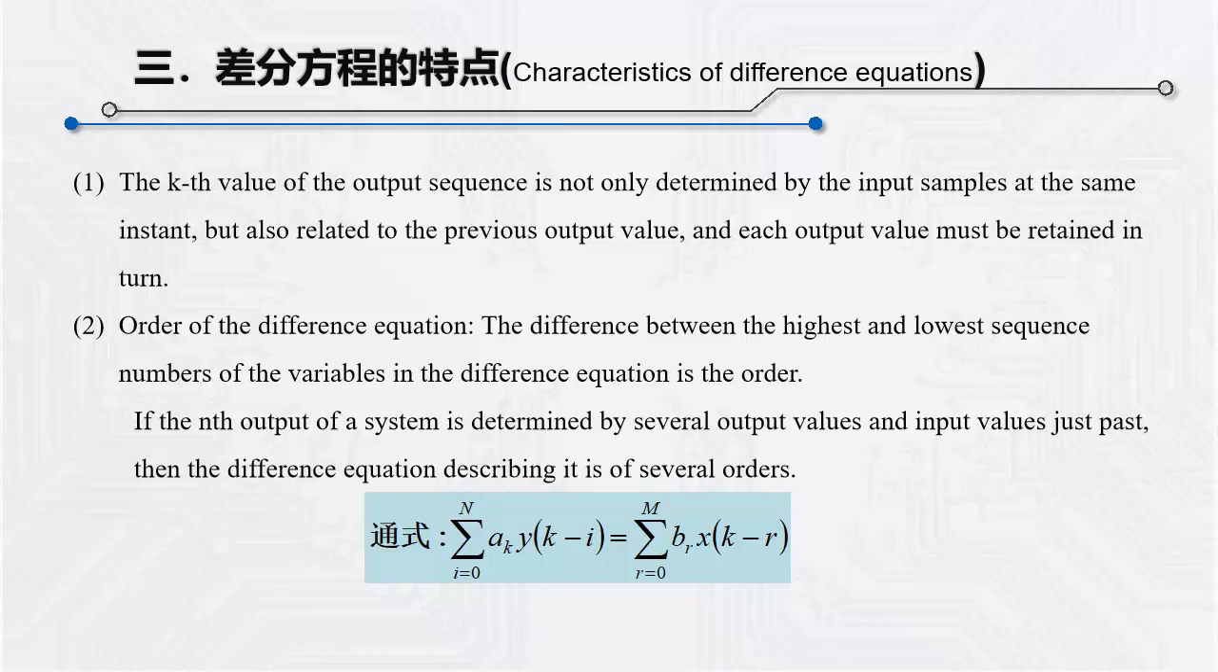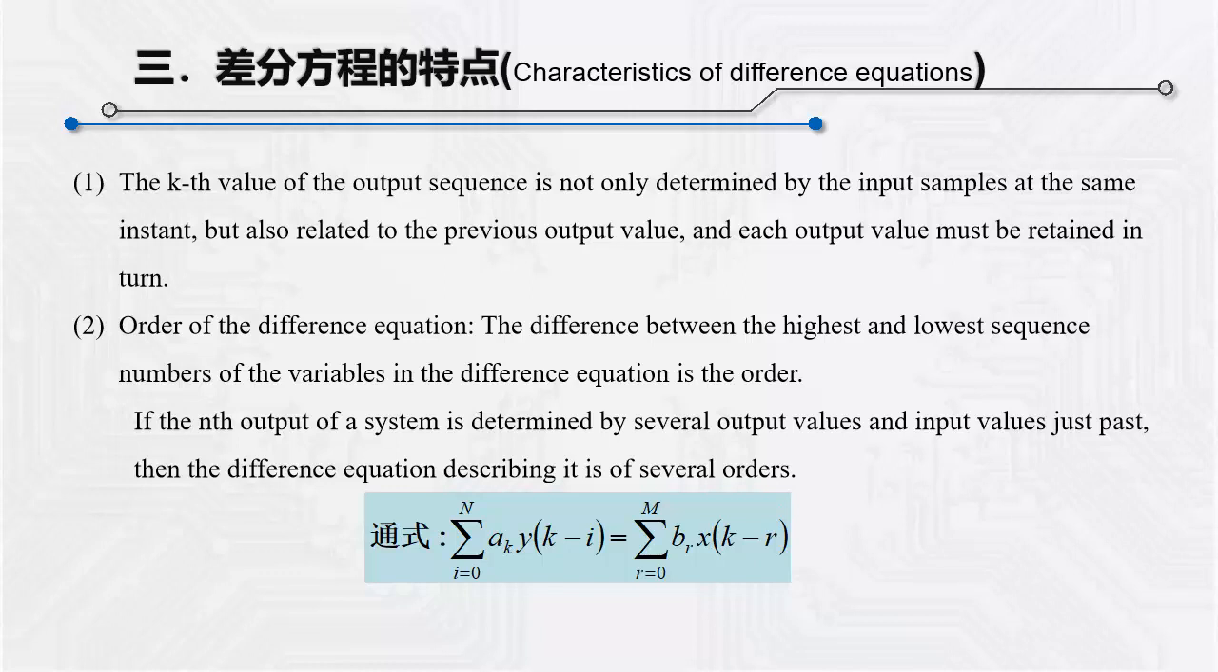Second, the order of the difference equation. The difference between the highest and lowest ordinal numbers of the variables in the difference equation is the order. If the nth output of a difference equation depends on the previous outputs and input values, then the difference equation describing it is of several orders.